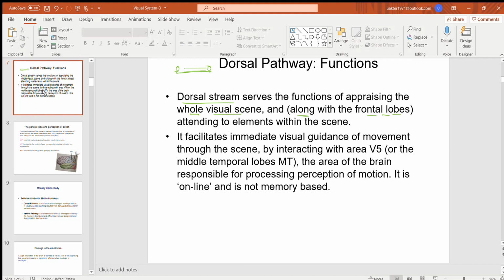And the dorsal stream facilitates immediate visual guidance, that I just mentioned, of movement through the scene. And by interacting with area V5, which is MT in monkey, this area is highly sensitive to direction and speed, that means motion. And I worked on this area a lot on monkeys. Okay, and it is not memory based, right? Like when you see something moving, you don't know where it is heading to. So it is not dependent on memory. You just immediately recognize it by looking at it.